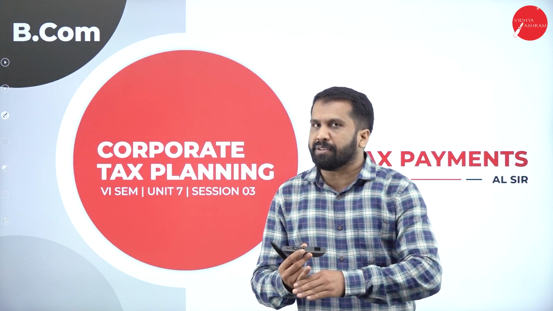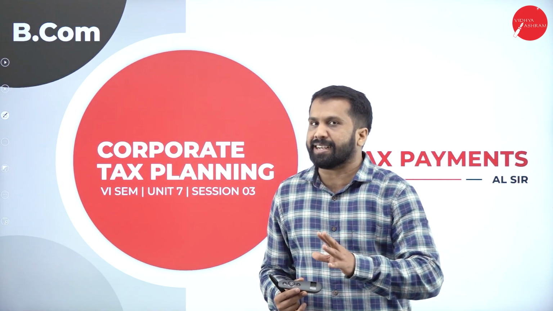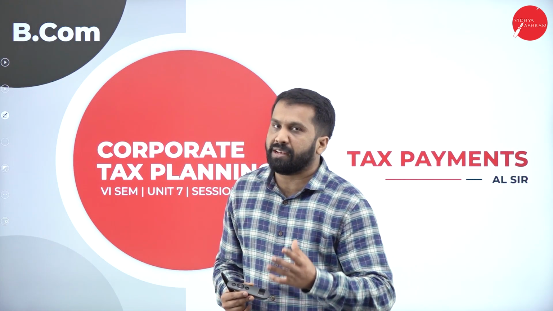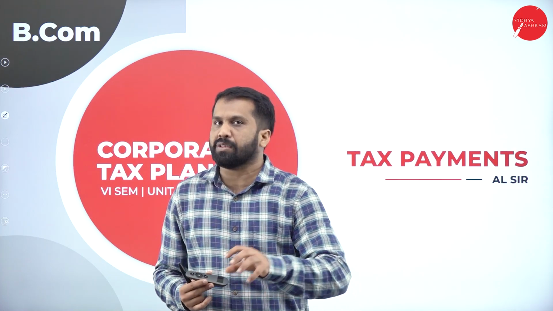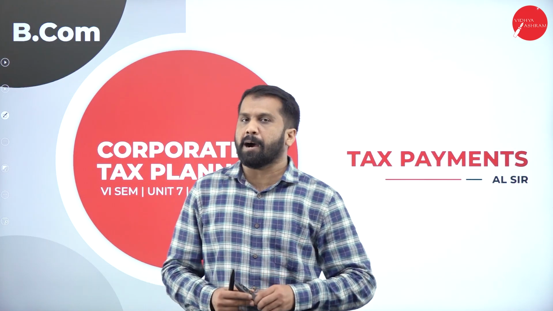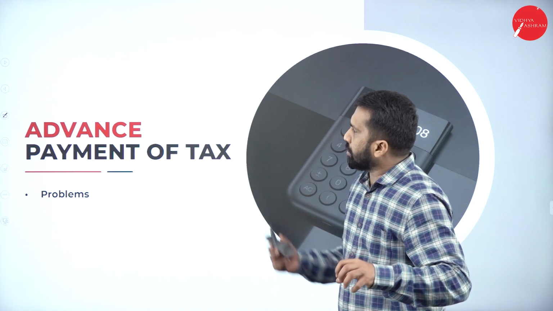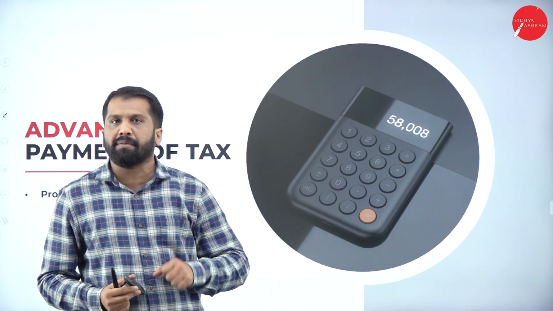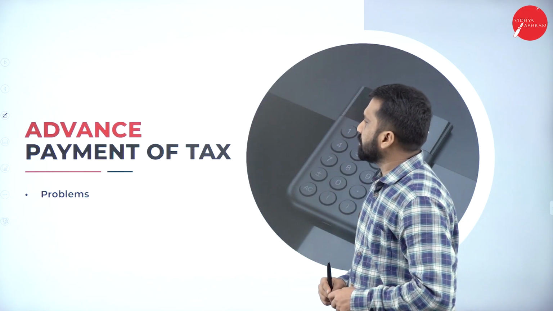Once we're done with advance tax, the remaining topics will be TCS, tax collected at source, along with double taxation. So once we're done with advance tax, we'll go for the remaining small topics in your syllabus. Now, in today's session, we'll work out problems on advance payment of tax. So which problems do we have in advance payment of tax? We'll discuss them in today's session.